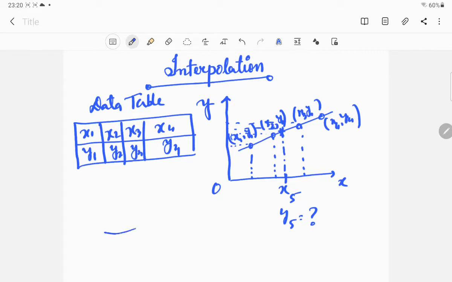Sometimes you are given a plot like this and you will be asked a point here, then you need to extend it like this. There are many ways to do it. That is called extrapolation. But here we are going to do interpolation, because we are going to find a point inside that data.